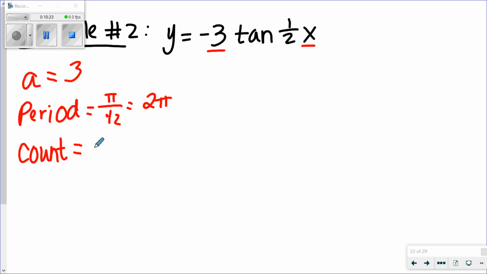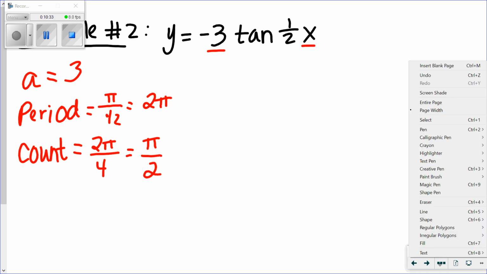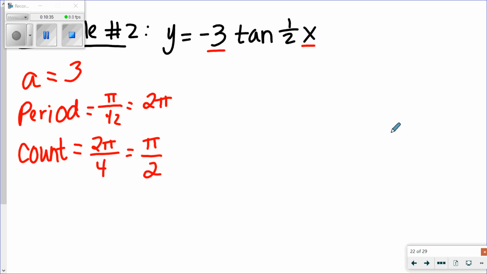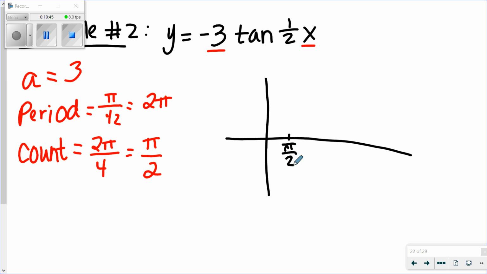And for our count, remember we always take our period and divide it by 4 or multiply by 1/4, which means we are going to count by pi over 2. I'm going to set up my graph now. We're starting at 0 and we're counting by pi over 2. So we've got 0. If I add pi over 2, I get pi over 2.